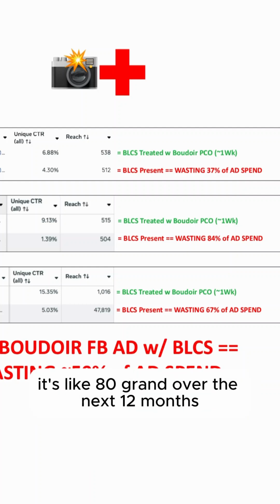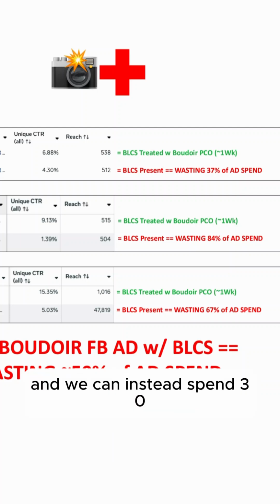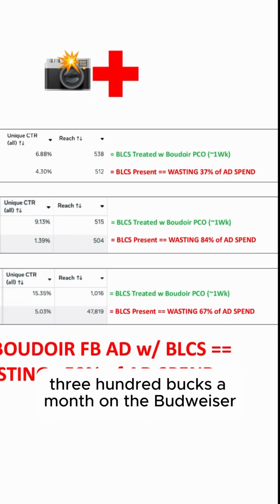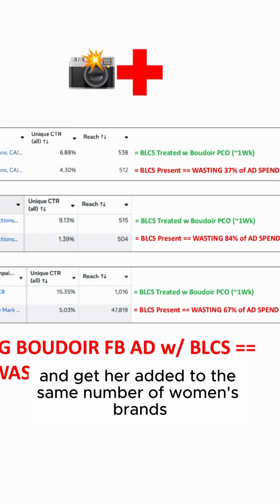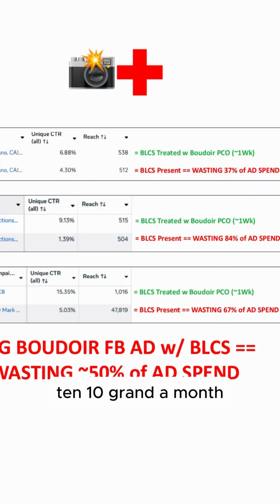It's like 80 grand over the next 12 months. It's kind of like a phantom bonus. And we can instead spend 3,300 bucks a month on the Boudoir Pico treated ad and get our ad into the same number of women's brands, at 3,300 bucks a month compared to the original at 10 grand a month.